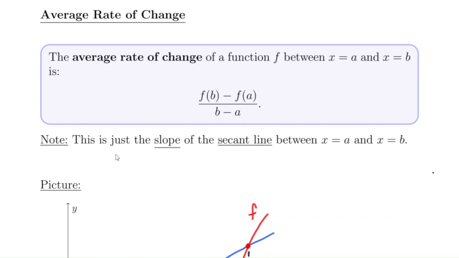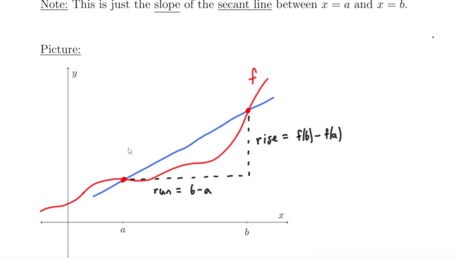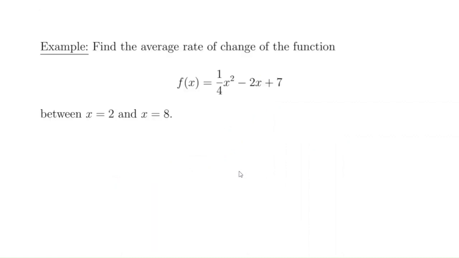And like I just mentioned, this is just the slope of the secant line between x equals a and x equals b. So here's a picture of a function f. And the slope of that secant line between A and B, the slope of that blue line, is just rise over run. Okay, so that's f of b minus f of a, that's this distance, divided by b minus a, that's this distance. So let's look at an example.